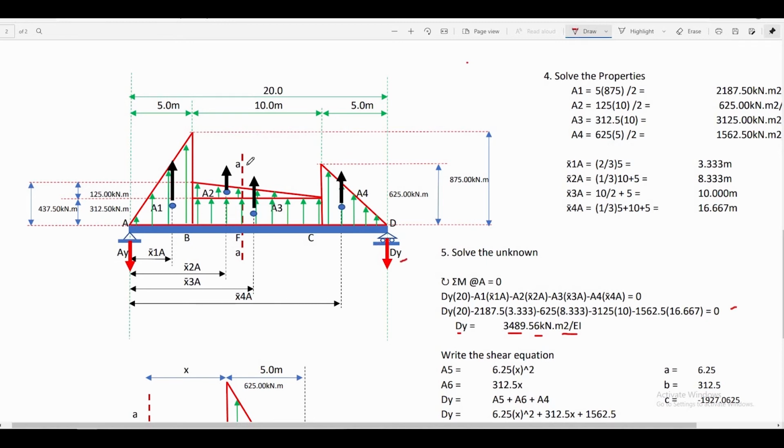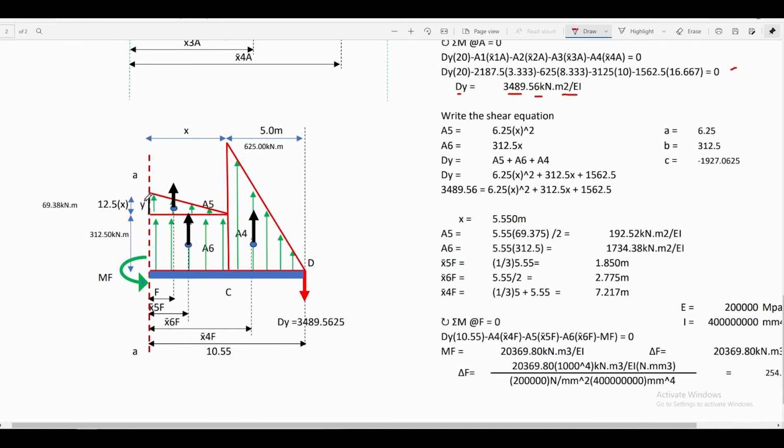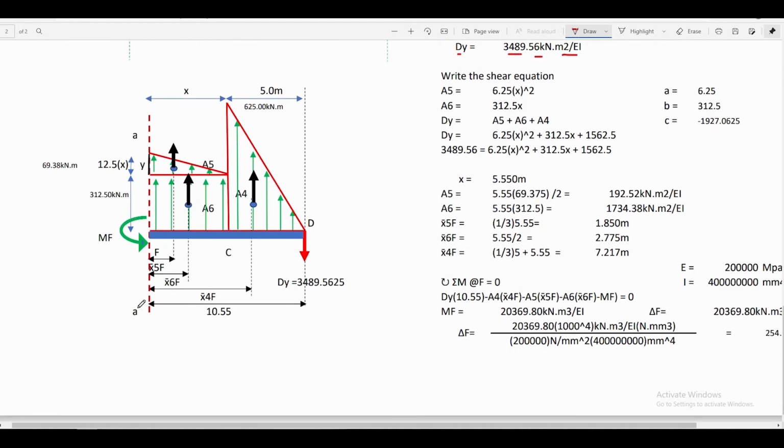After solving for dy, we can now pass cutting plane A'. We select the right part of the cutting plane as our free body diagram to write the shear equation of the beam. So here is now our free body diagram, right portion of cutting plane A' as our FBD. Say that the portion of a triangular area to be area 5, the portion of the rectangular area to be area 6, and area 4 will remain.